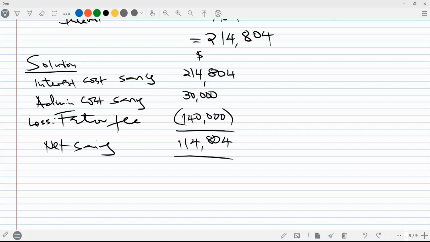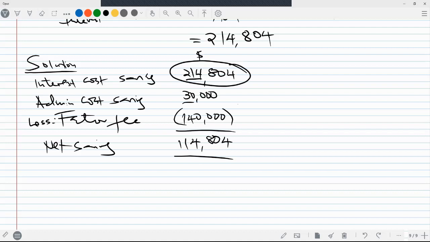It's 104, not 114. How is it 114? 214 plus 30, that is 254 minus 140. Is this okay? No, it's 104. It's 104. Is it 204 or 214?